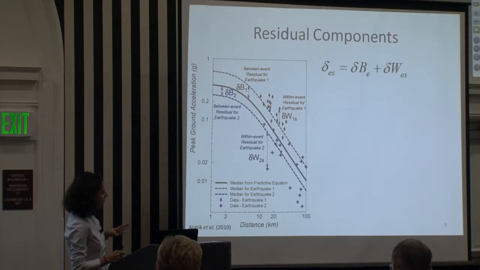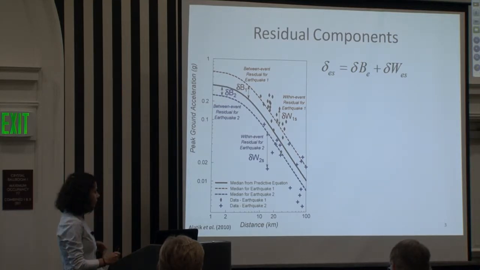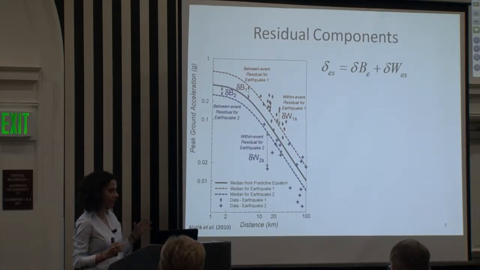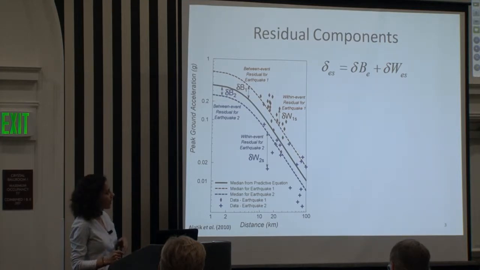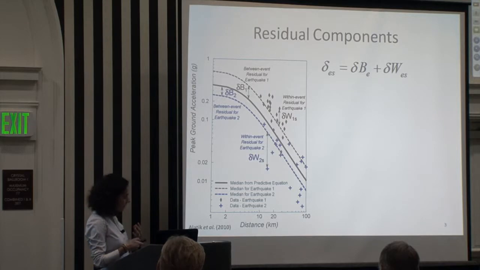So here, this is the plot that you just saw before. We have the total residual, which is the misfit from observed ground motion with respect to the GMPE for an earthquake E at a station S. And this is usually divided into two components: between event residual, which is the average of the misfit for one earthquake, and within event residual for each recording for an earthquake, which is the misfit between the recording at this particular station and the event-specific median.